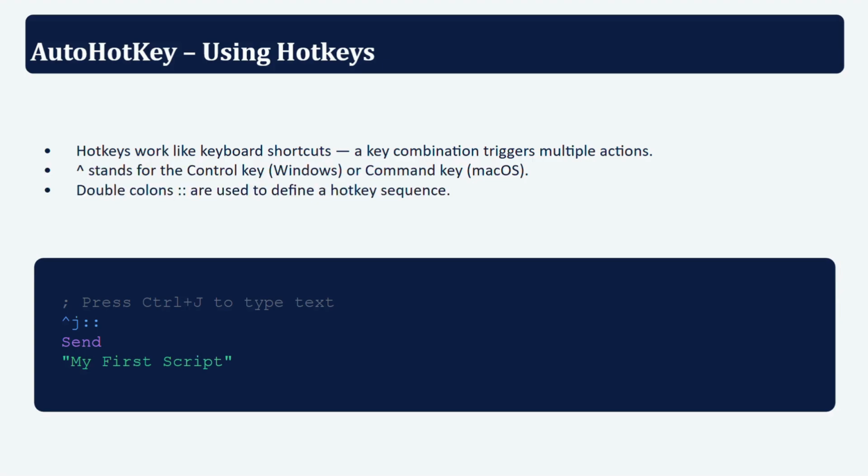Now, using hotkeys, they work similar to keyboard shortcuts, like a combination of keys to make multiple actions. The up arrow is the control key or the command key, so basically it helps you do shortcuts. Control J will help you type different texts, and double colons are used for a hotkey sequence, so to press multiple different keys. So this will be able to type the text to my first script.